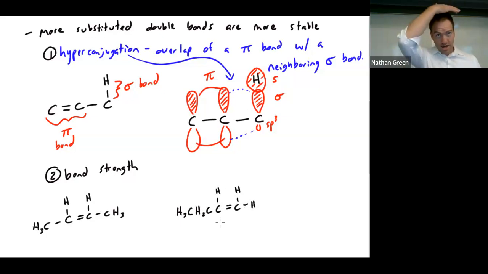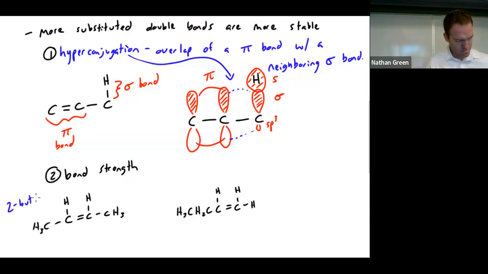And this would be 1-butene. So 2-butene, double bonds in the middle. 1, 2, 3, 4. 1-butene over here.